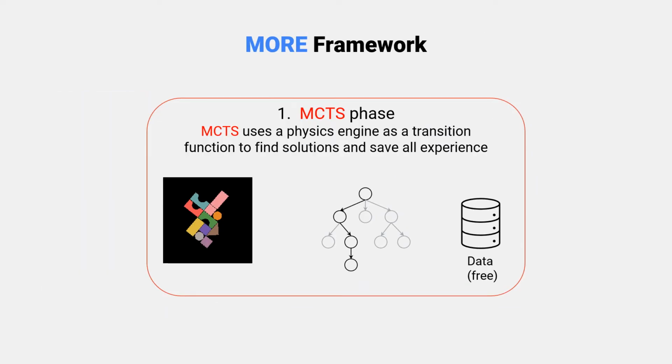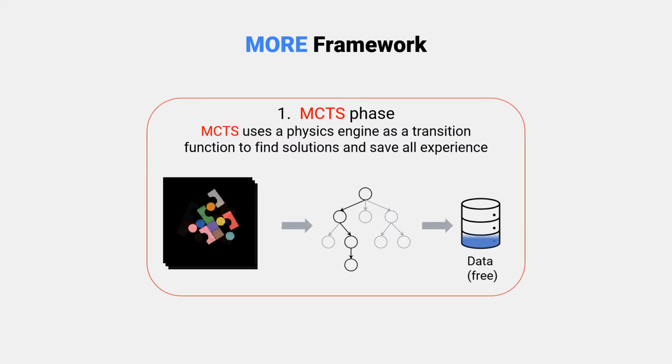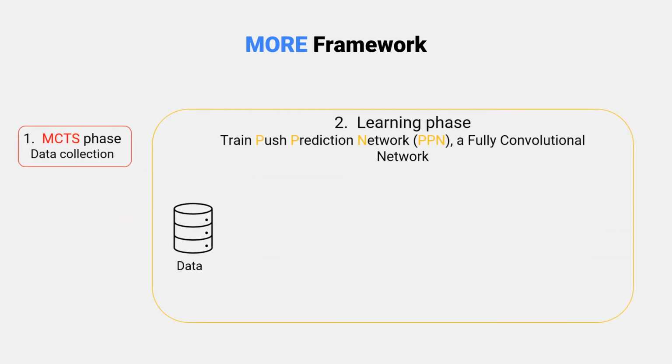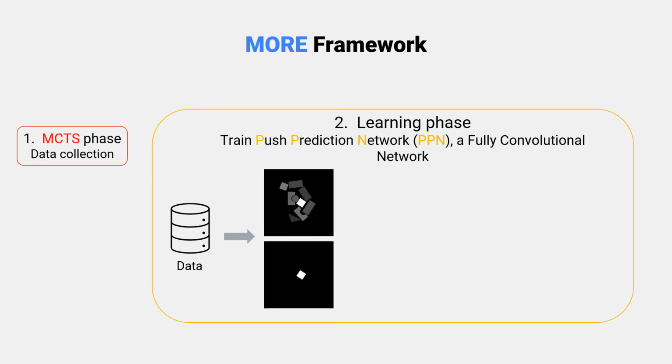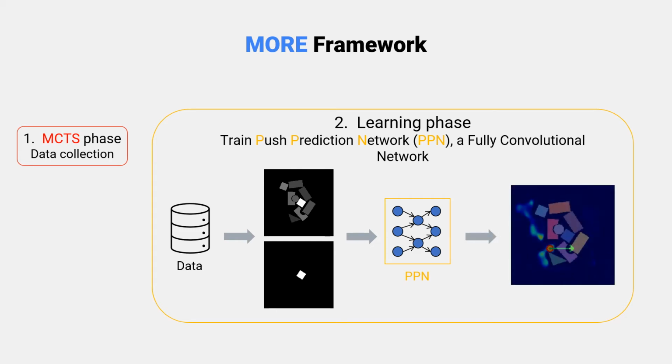Now, let's see how our method works in more detail. There are two preconditions for the framework. The first is the MCTS phase. We generate solutions to get the target object for many training cases using MCTS. The second is the learning phase. We train a push prediction network that can learn how to solve the problem from the MCTS. It is a standard FCN, where we use the segmentation as the input, and the PPN outputs a QMAP, where each pixel is associated with a push action.